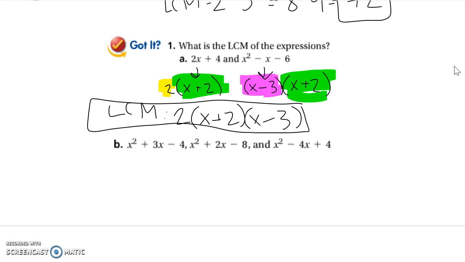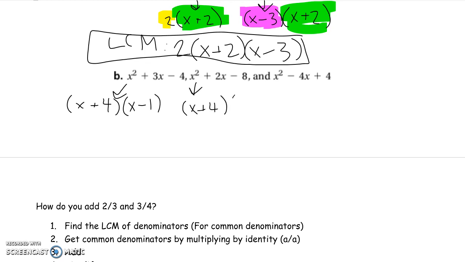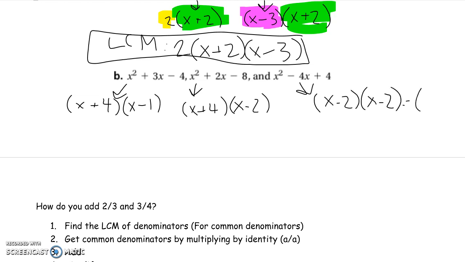For the next example, we again start by factoring. So the first expression can be factored as x plus 4 times x minus 1. The second expression can be factored as x plus 4 times x minus 2. And the third expression can be factored as x minus 2 times x minus 2, which is x minus 2 squared.